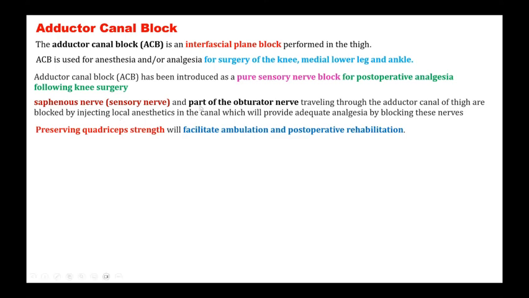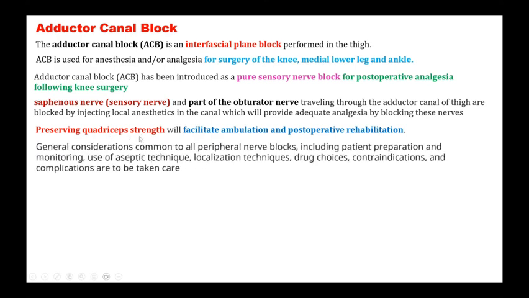The saphenous nerve is a sensory part of the femoral nerve which travels through the adductor canal of the thigh. By blocking this with local anesthetic, we can provide analgesia of both these nerves, and it preserves quadriceps strength, facilitating ambulation and post-operative rehabilitation. General considerations common to all peripheral nerve blocks should be written. As we said, apply all the monitors, keep all emergency drugs ready, use aseptic technique, identify drug doses and mode of administration. Everything should be calculated and kept ready.